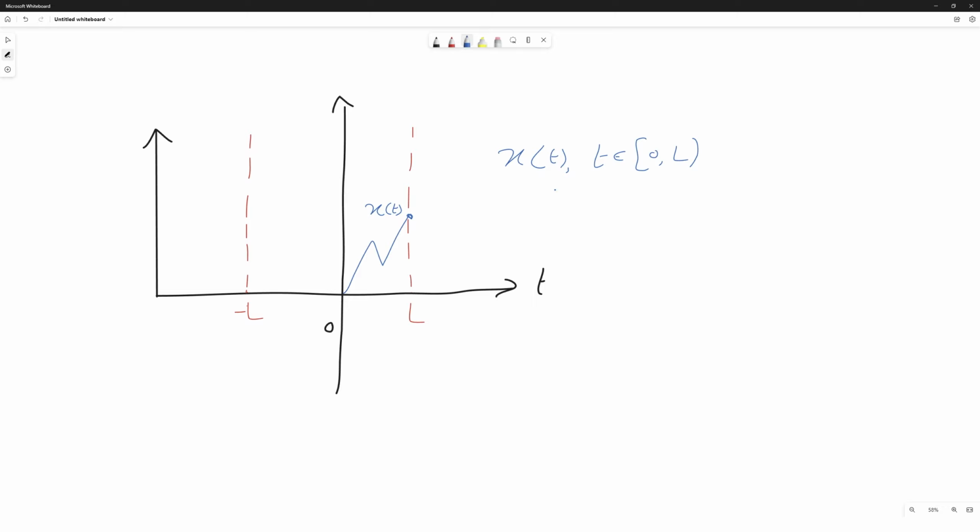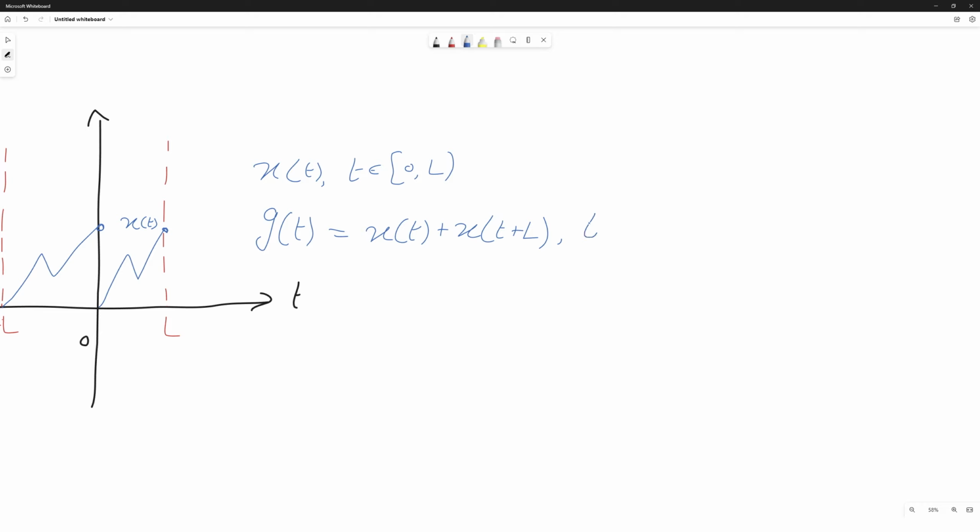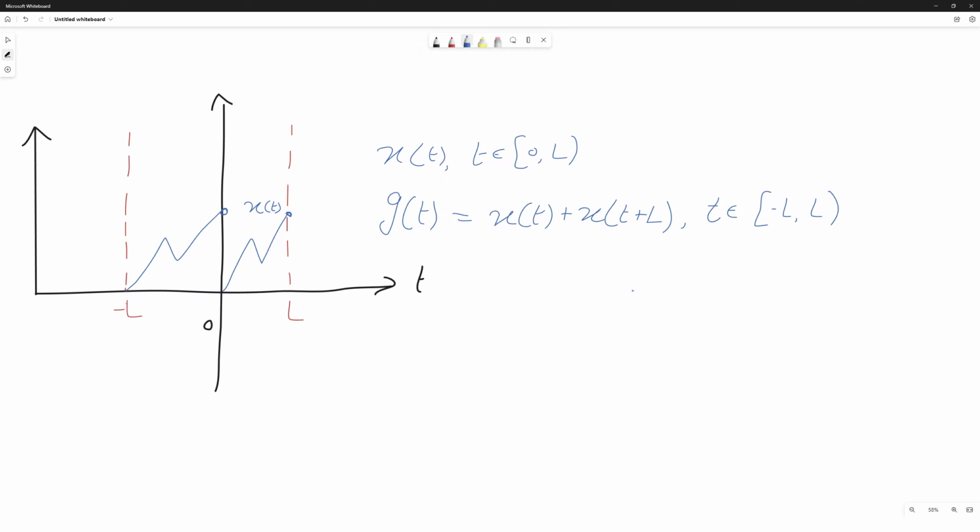Okay. Now, if I define a new function, let's call it g of t, and say that it is equal to x of t plus x of t plus L, what happens is now we're adding on the function again here, the same function and the same discontinuity. Except now this is defined on the interval, instead of from 0 to L, from minus L to L. We've extended it, but still this g of t holds the information of our original function.